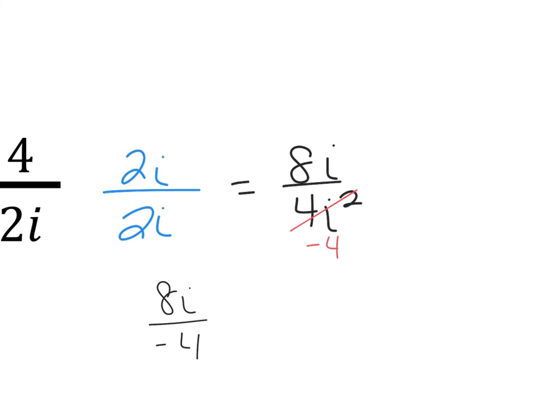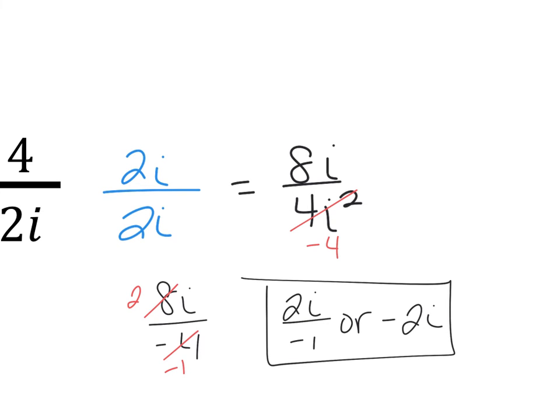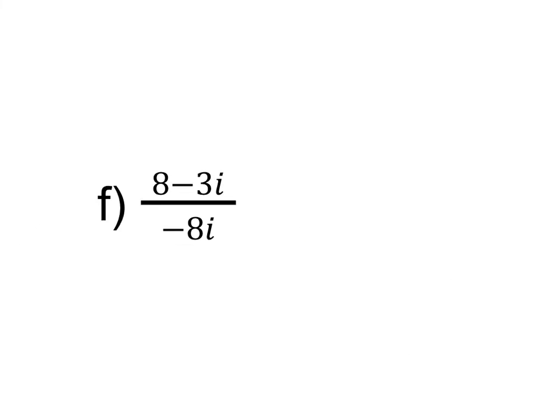So 8 over 4, you can divide both of those by 4. So this would become, what would that be? Sorry, not negative 2. 2 over negative 1. So you could write this a couple different ways. You could write it as 2i over negative 1, which is perfectly fine, or just negative 2i. Okay, let's go to the next one.